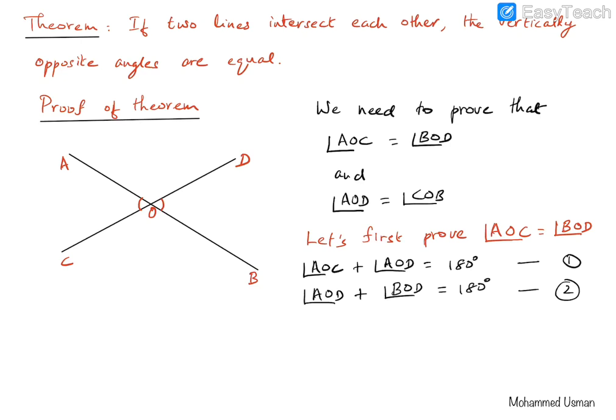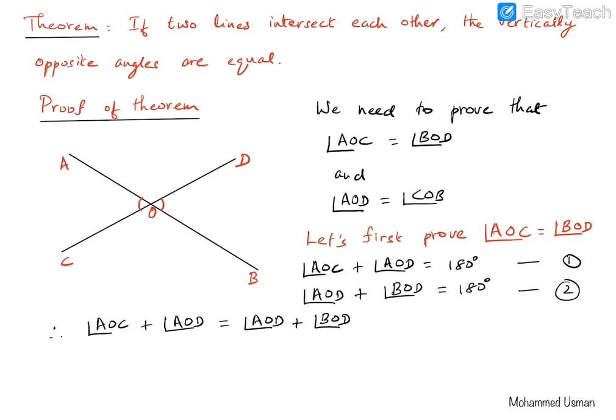So we can equate the left hand sides because the right hand sides have the same value. So we can say that therefore angle AOC plus angle AOD, which is the left hand side of the first equation, must be equal to the left hand side of the second equation, that is angle AOD plus angle BOD. So we have equated the two left hand sides of the two equations because the right hand sides of both the equations are the same.